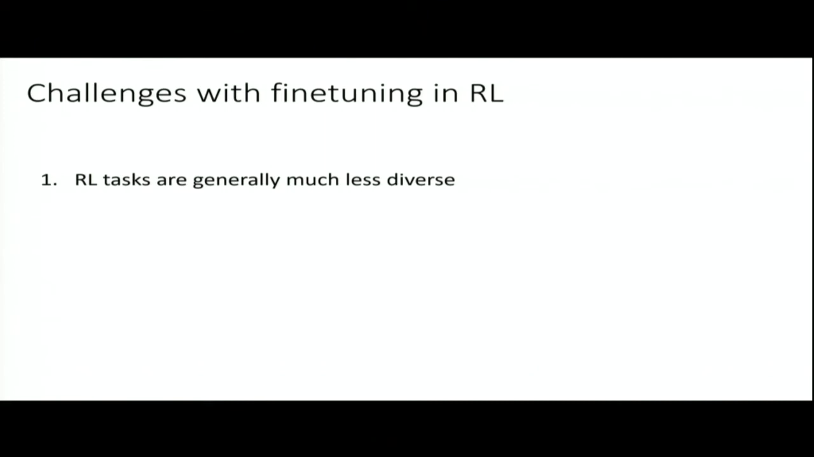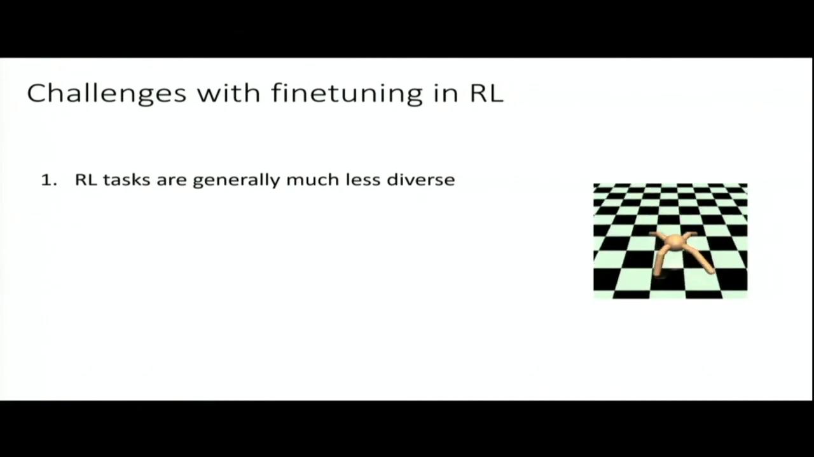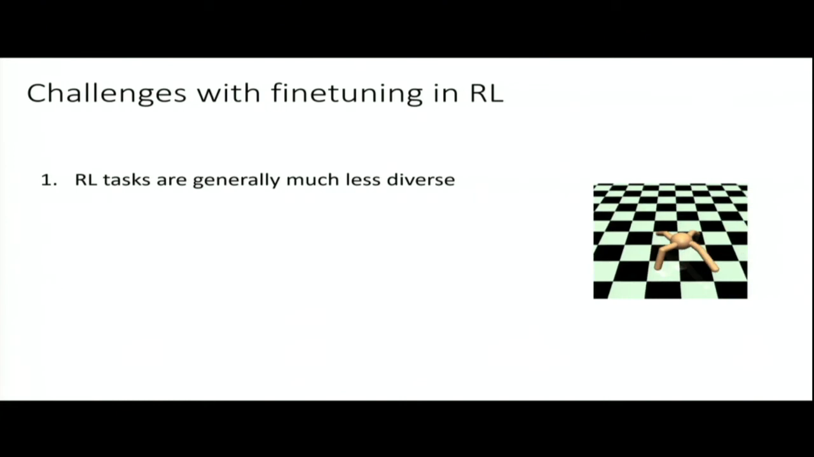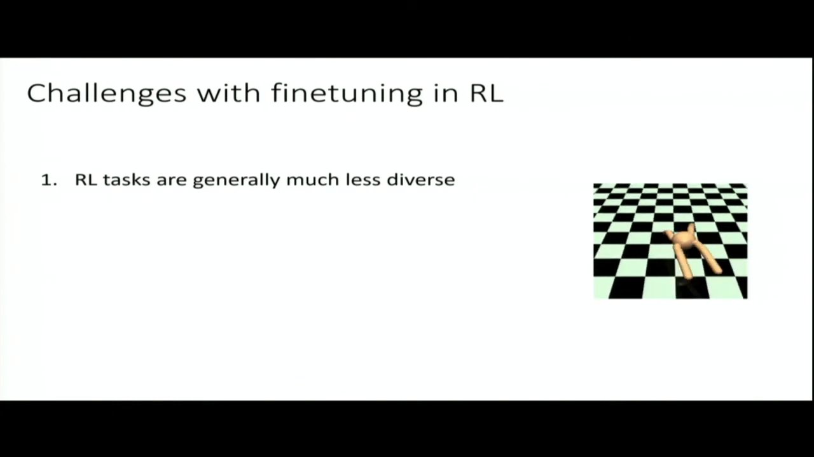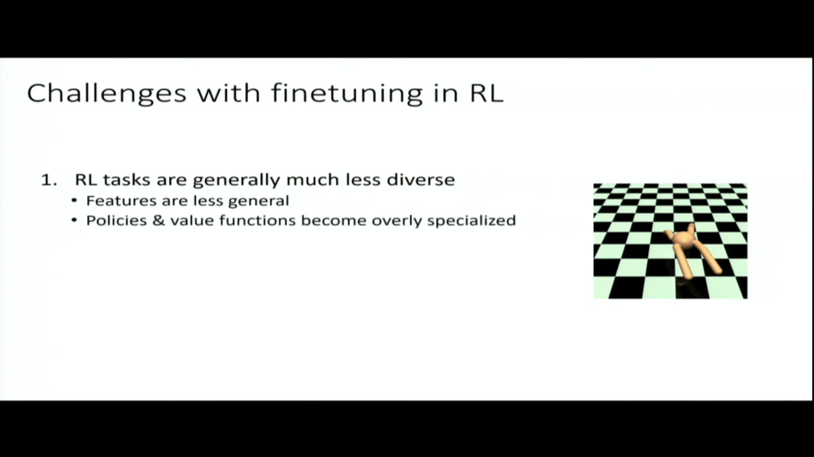RL tasks themselves are generally less diverse. So take the little ant, which is maybe something you tried in homework 1, running forward. It's not really very representative of what needs to happen if that ant needs to jump. Like, the task is not very diverse. It's not 1,000 different ant behaviors. It's just one thing. It's just running. The features that you get as a result are generally less general. They're less suited for other tasks. And the policies and value functions that you get become overly specialized.